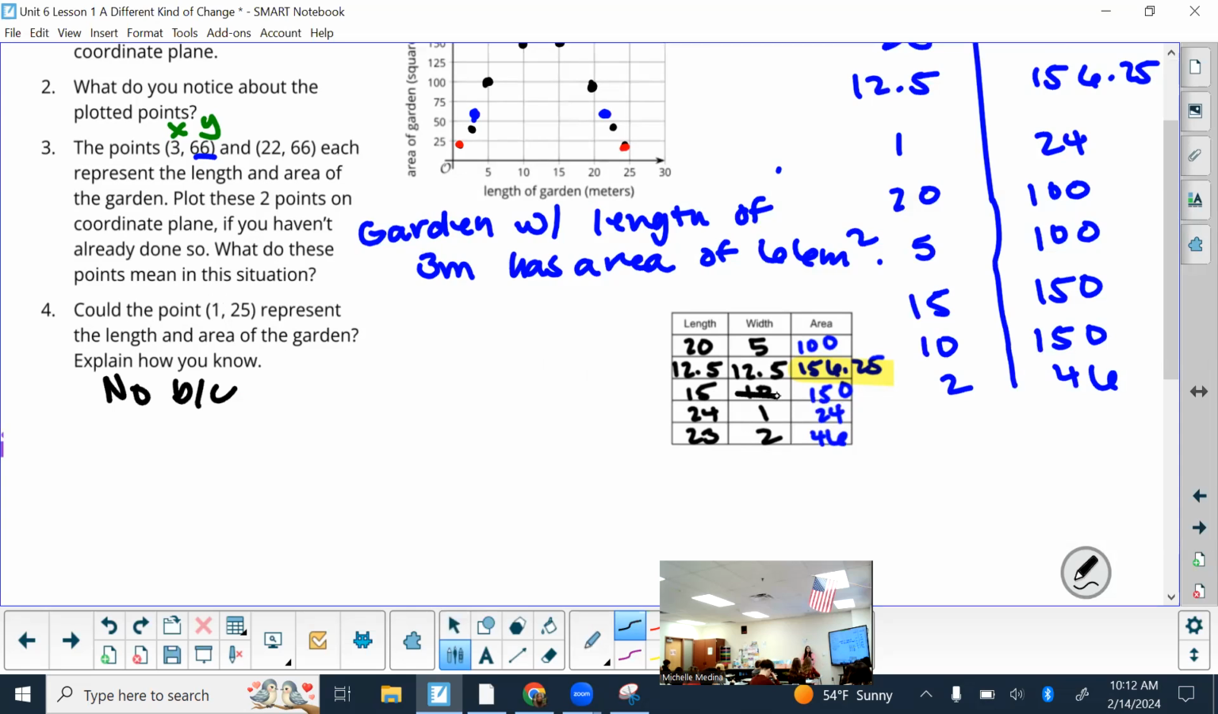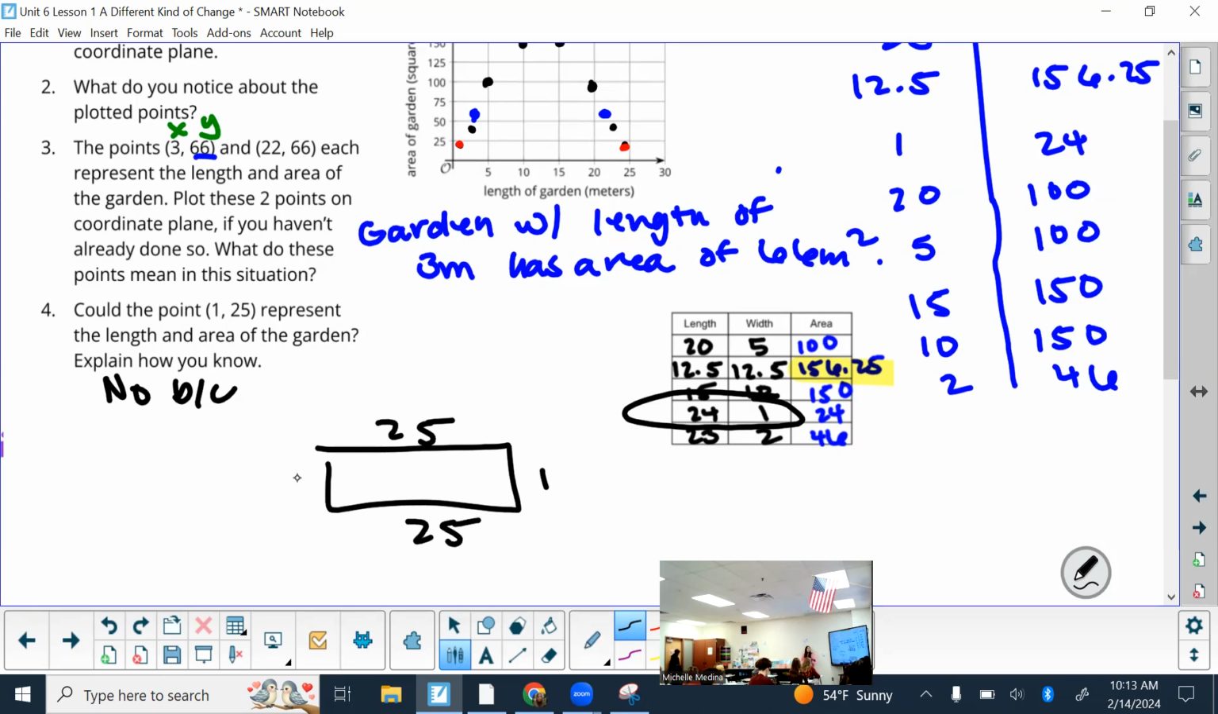Okay, so earlier we already talked about if the width or length is 1, what does the other dimension have to be? Class? If the length or width was 1, what does the other dimension have to be? To make it have a perimeter of 50, it had to be 24, right? So if we make it now 1 by 25, does it still have a perimeter of 50?